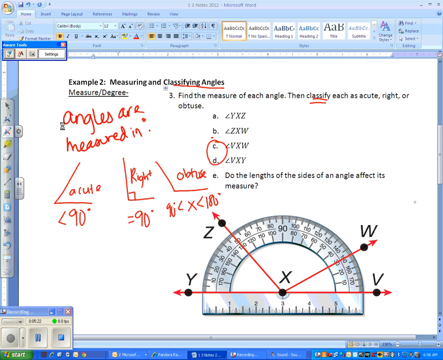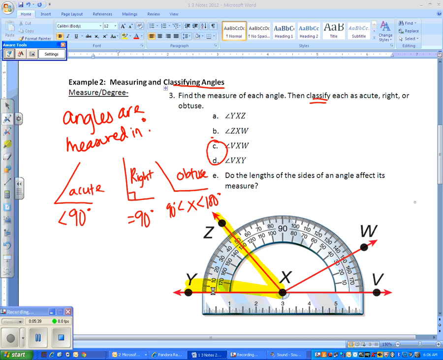Okay, so angle X, Y, Z. I'm sorry, Y, X, Z. So I'm going to go to Y, I'm going to go to X, and I'm going to go to Z. So this is the angle I'm talking about. If you notice, you can look either at the numbers on top or the numbers on bottom. Either way, it doesn't make a difference.